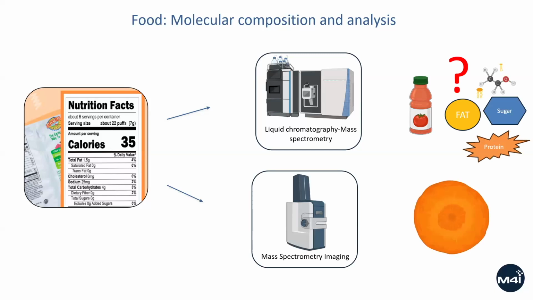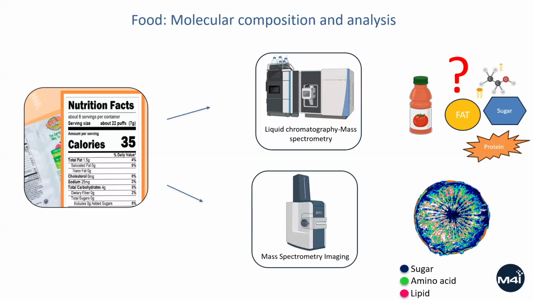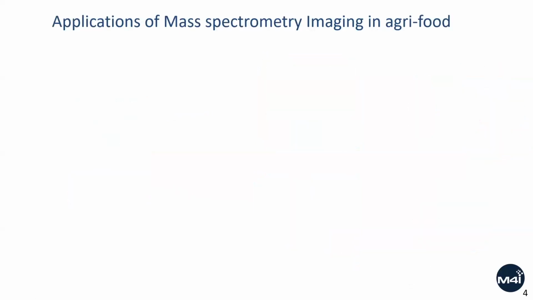For an example, there's a slice of carrot, and it has different anatomical structures. And I can show you the 3 different colors here, which show 3 different molecules. For example, a sugar, a fat molecule, or a protein in the carrot slice. I will talk more about how we do that in a minute.